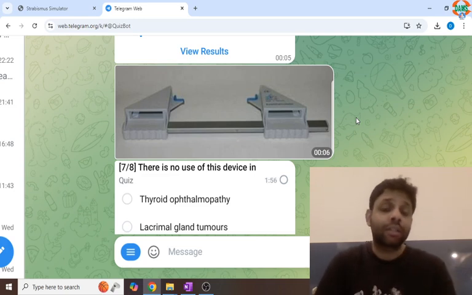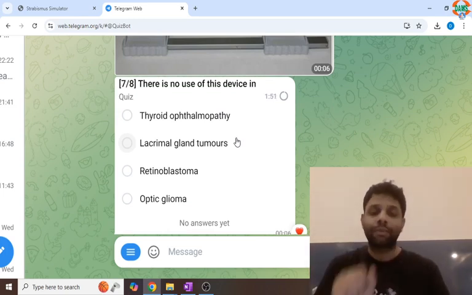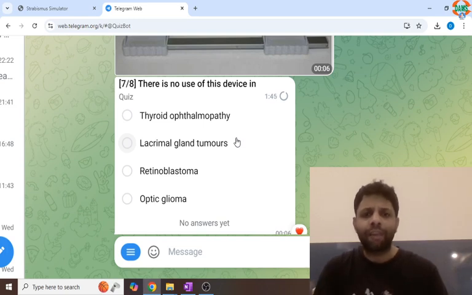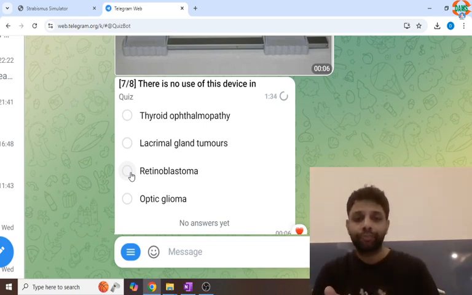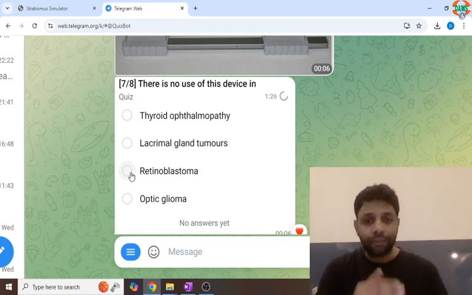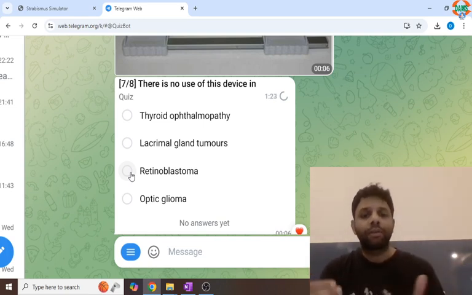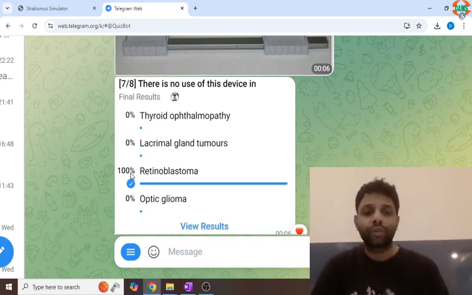Now this is Hertel's exophthalmometer. Useful in thyroid, yes. Lacrimal gland tumor, yes, that causes non-axial proptosis. Optic glioma, axial proptosis. Retinoblastoma can have proptosis, but the most common presentation is leukocoria. That's why it is the least common, and the answer over here should be retinoblastoma. It's an intraocular eyeball tumor. Leukocoria is the most common presentation, in 60% of cases, and 20% present with strabismus. It can have painful proptosis, but that is rare. But the other three are definitely causes of proptosis. So the least common answer is over here.